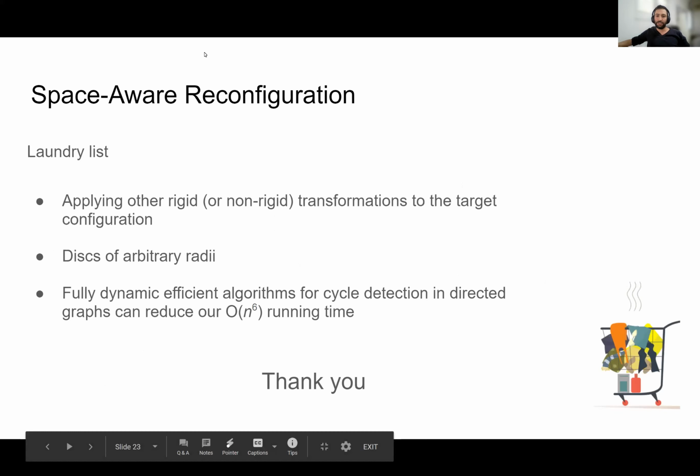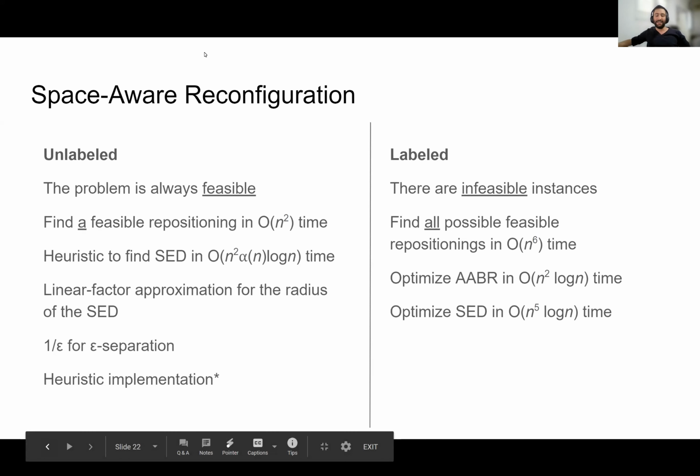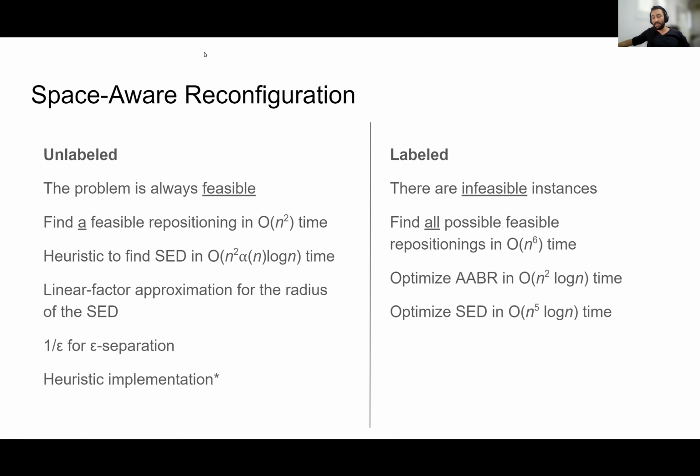And in the unlabeled version, wait, one back. Sorry. In the unlabeled version, we considered it a harder problem. So we just found a heuristic and we bounded that heuristic. And we even implemented it to show that it works well in practice.